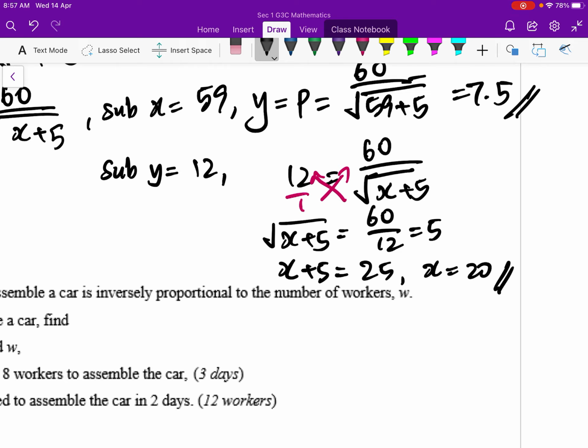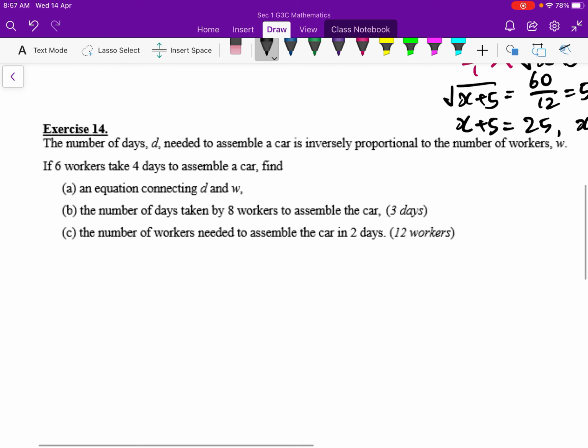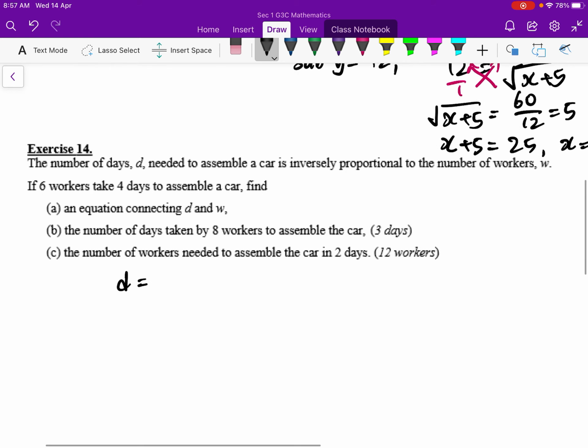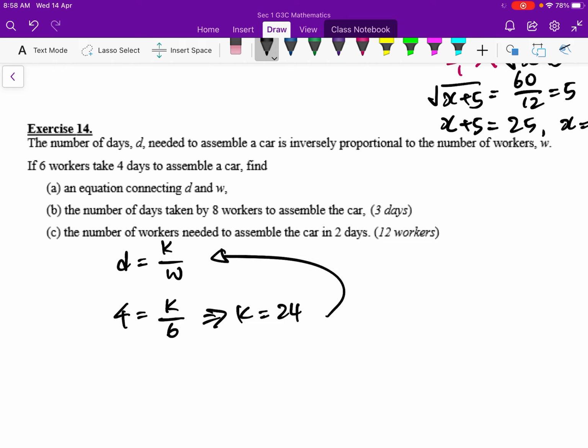Okay, if you're done, look at the next question. Start forming the equation. Okay, do you have your first equation? D equals to K over W. Okay, then substitute. 6 workers take 4 days. 4 equals K over 6. 6 workers take 4 days. And now you have the value of K. Substitute inside. So our updated formula, D equals 24 over W.